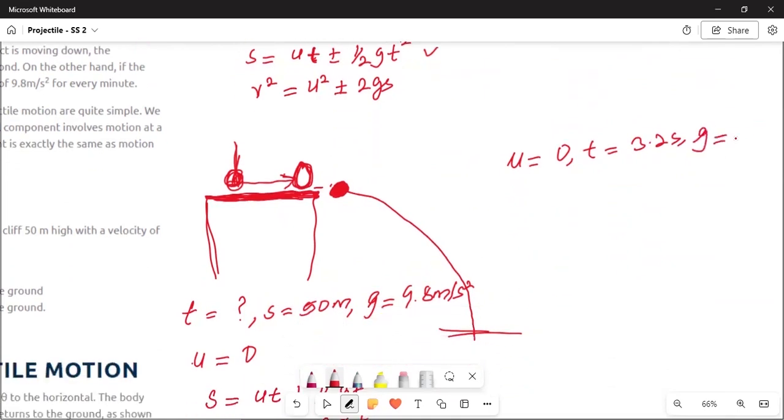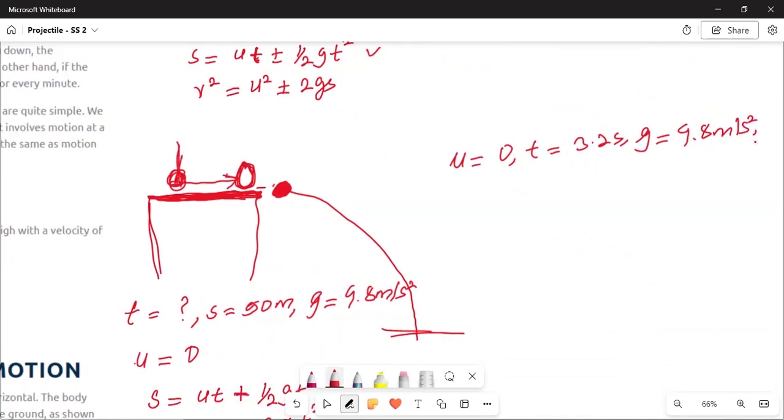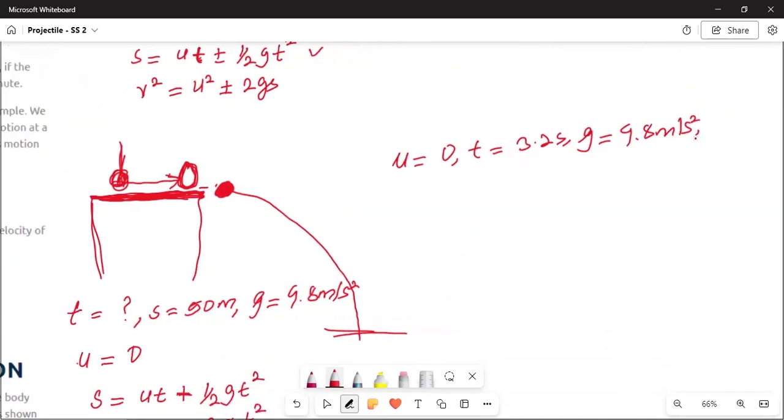So g is 9.8 meters per second squared, and the distance is the height of the cliff, which is 50 meters. We have to find the final velocity, v, which we don't know. Now, which of the equations contain u, t, g, s, and v? We have almost all the parameters here. Any of the equations that contain v will help us get the vertical component of the velocity. So I'm going to use the last one, which is v squared equals u squared plus 2gs.